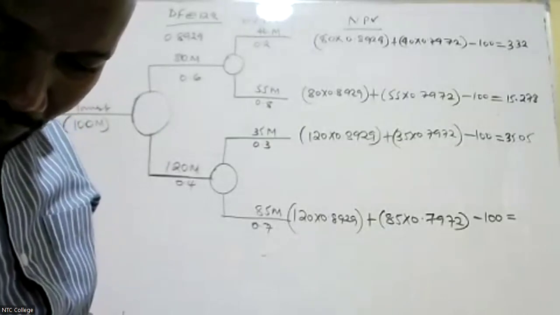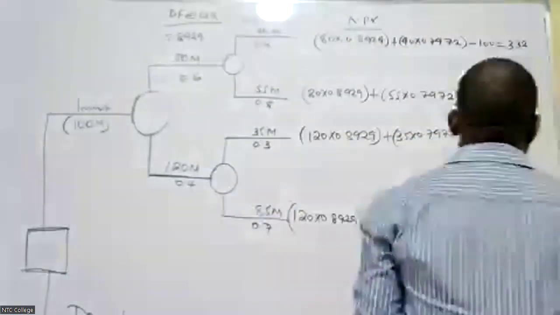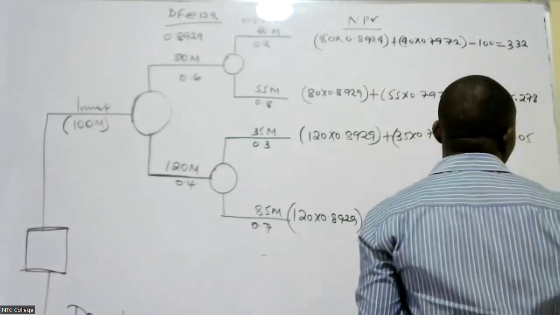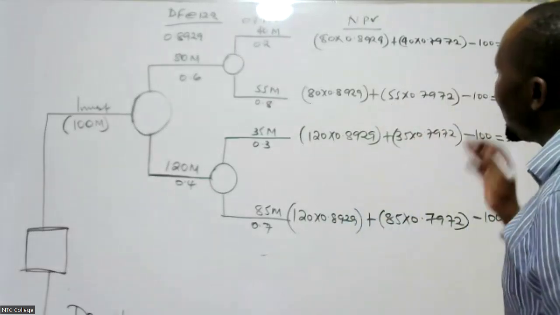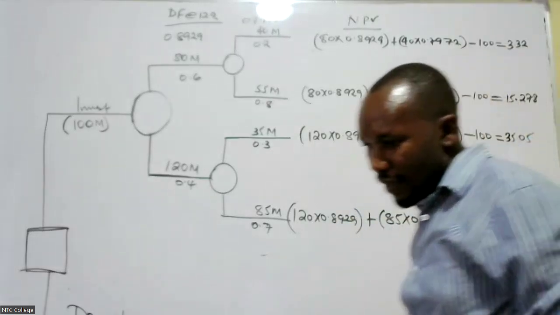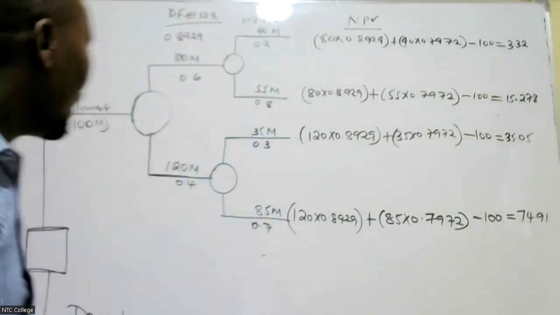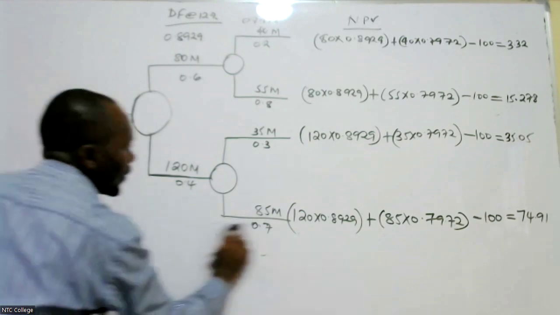For the fourth one, I'm getting 74.91. Now, those ones are NPVs. Now, we come here and use our table. You remember what we drew here?